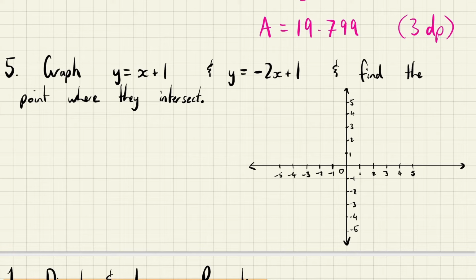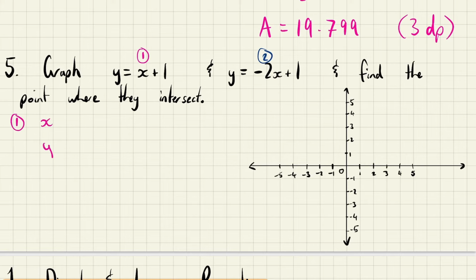Now for question 5, it asks us to graph y equals x plus 1 and y equals minus 2x plus 1 and find the point where they intersect. For this, we're going to have to draw 2 lines, so I'm going to label them both. I'm going to have 1 and 2. Actually, I'll label 2 in blue just so it's clearly obvious which one is which.